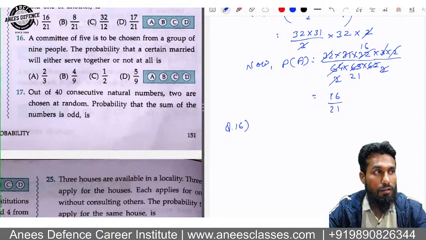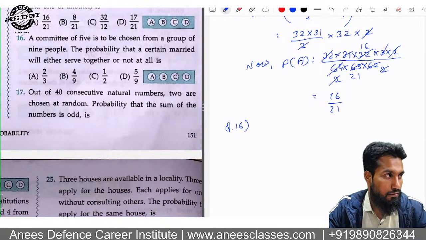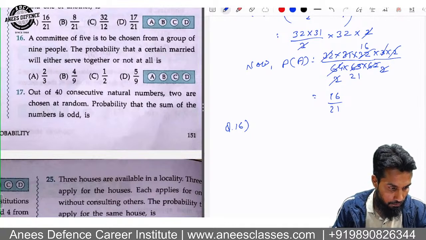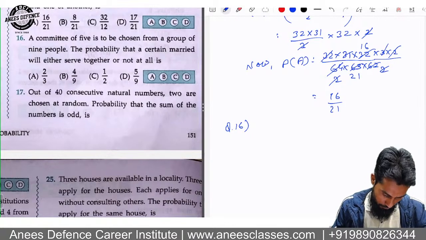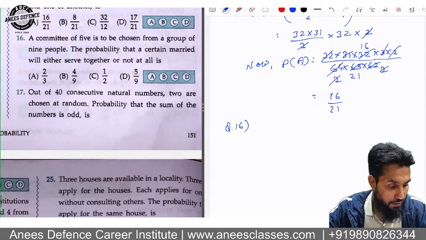And then total 9 is in the denominator, that is fine. And you have to select 5. So 2 couples, 4, and 1 non-couple, that is 5. I think that should be there. Let me see, 16, but the answer is 4 by 9. Okay. The correct answer is 4 by 9.